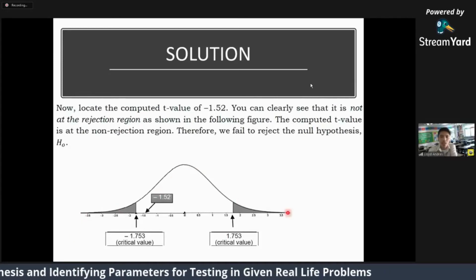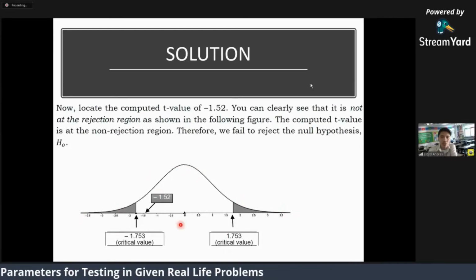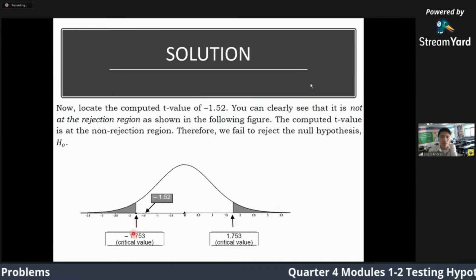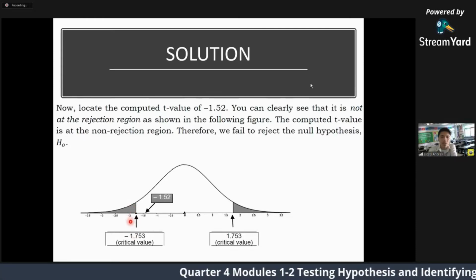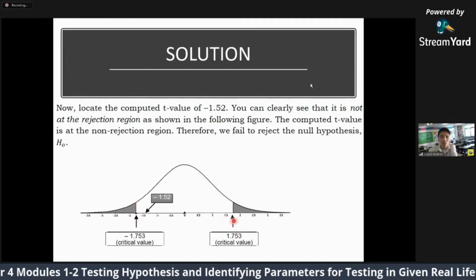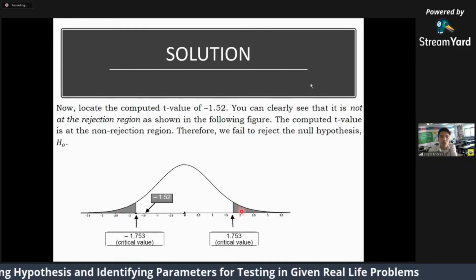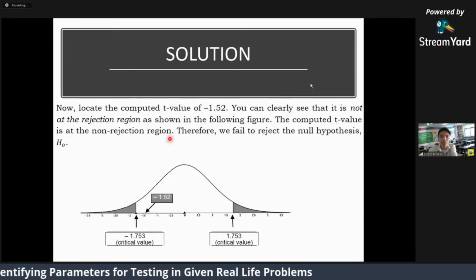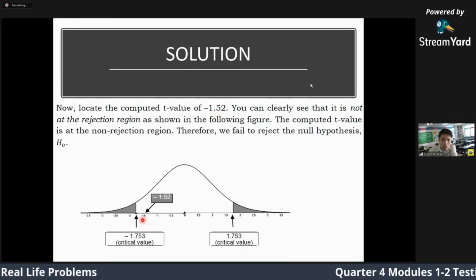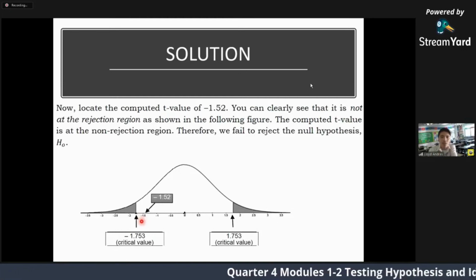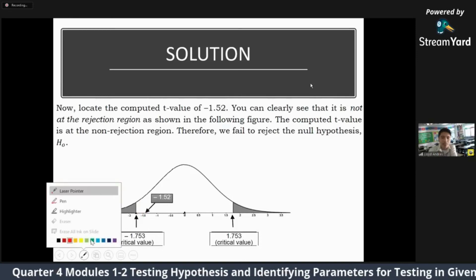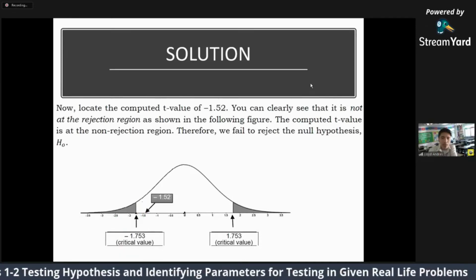So we have the t-distribution, then 0.5. Somewhere here is our negative 1.753, between negative 2 and negative 1.5. Then the positive is between positive 1.5 and 2. So these are our rejection regions. Then we plot the computed value, which is negative 1.52. Negative 1.52 is a little ahead of negative 1.5. So it is here. If we plot it, 1.52 is near 1.5.